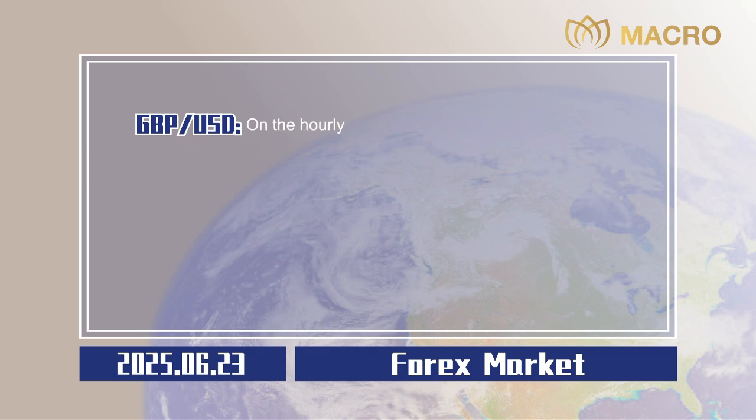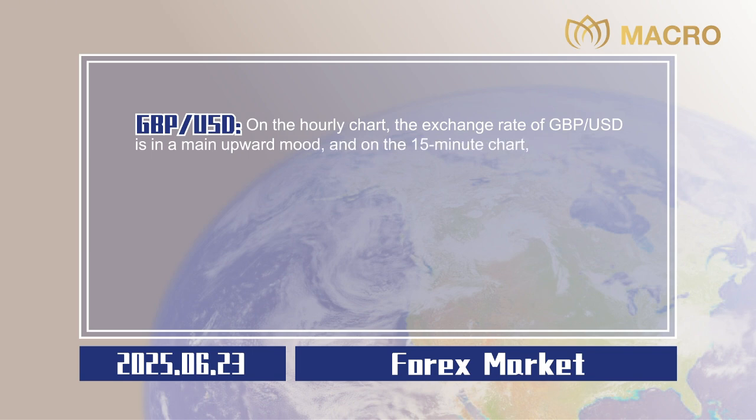Pound sterling to US dollar. On the hourly chart, the exchange rate of pound sterling to US dollar is in a main upward mood, and on the 15-minute chart, it is in a high shock stage, with a shock range of 1.3394 to 1.3441.